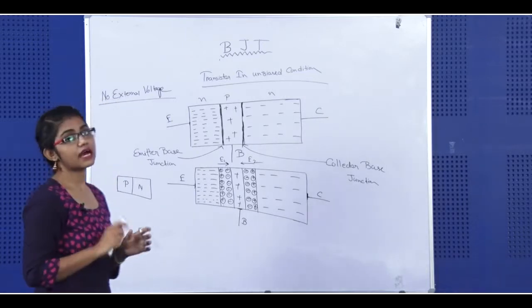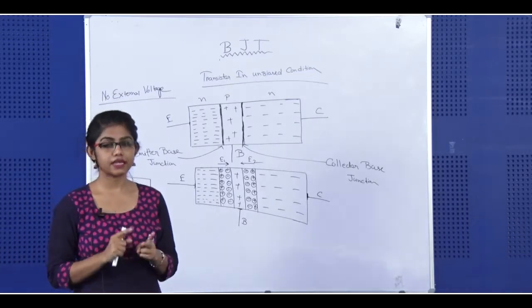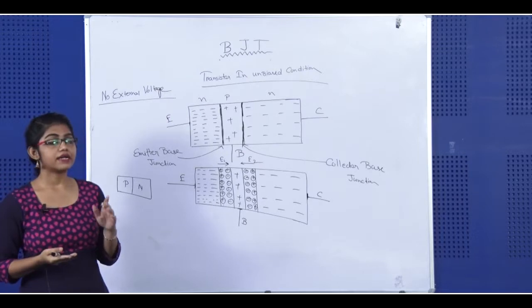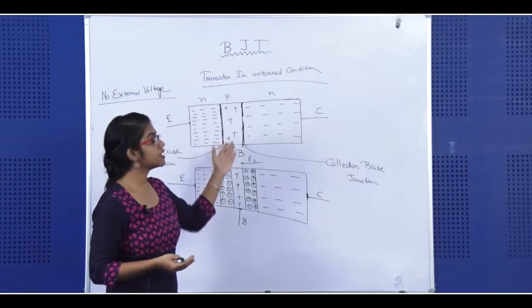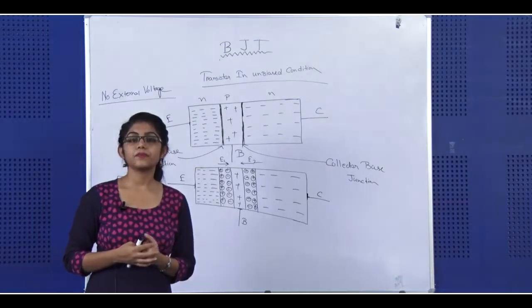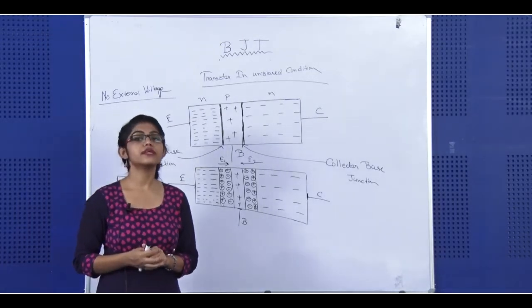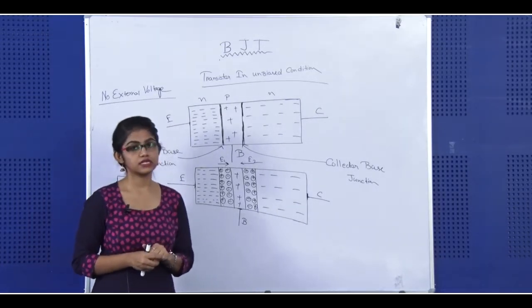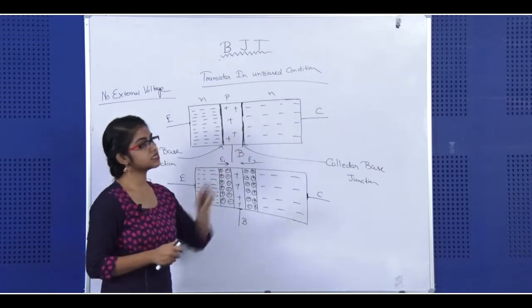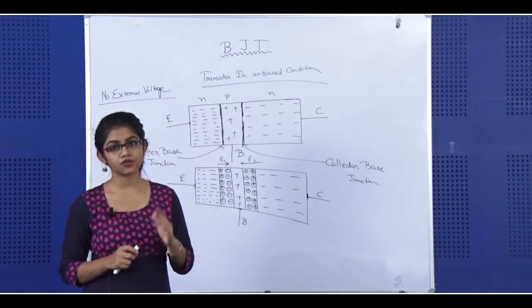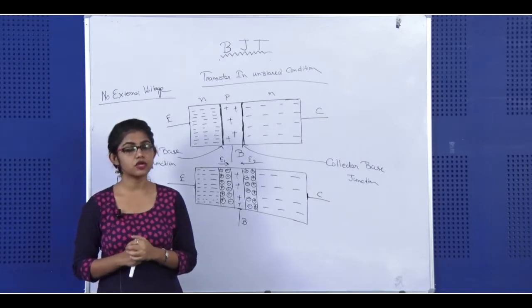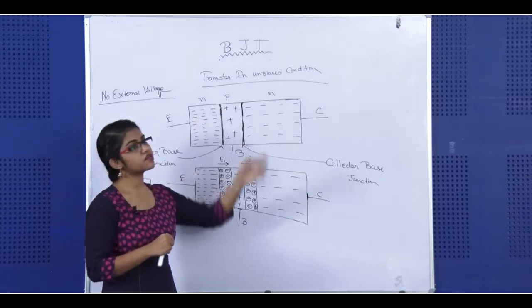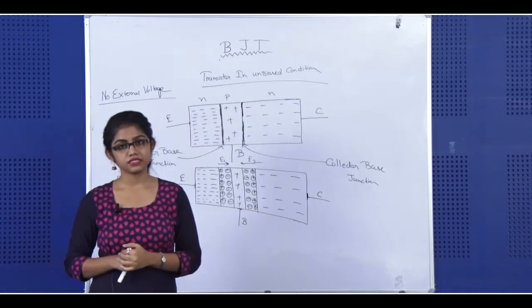As I told you in the last class, there are two types of transistor, NPN and PNP. But between these two, we will always prefer NPN over PNP because of the mobility of the majority charge carrier. In an NPN transistor, the majority charge carriers are electrons, and the mobility of electrons is higher than the mobility of holes. That is why we prefer NPN transistor over PNP transistor.